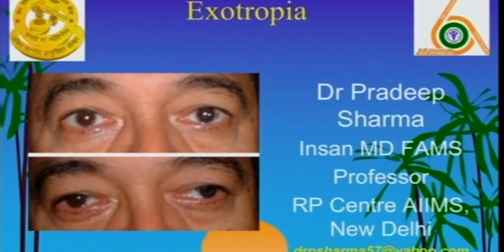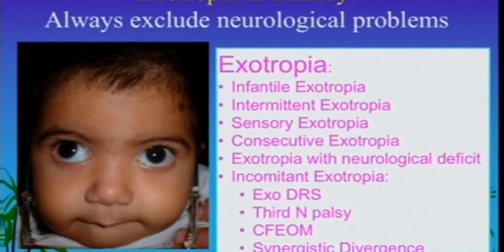Thank you, Ankur, and I thank Rohit for giving me this opportunity to be in this session on managing squints. I would be talking about intermittent exotropia management, or maybe exotropias as such, which are much more common in our part of the country than the esotropias. The important thing that we have to remember is whenever you have an exotropia in infancy, you should always exclude a neurological problem.